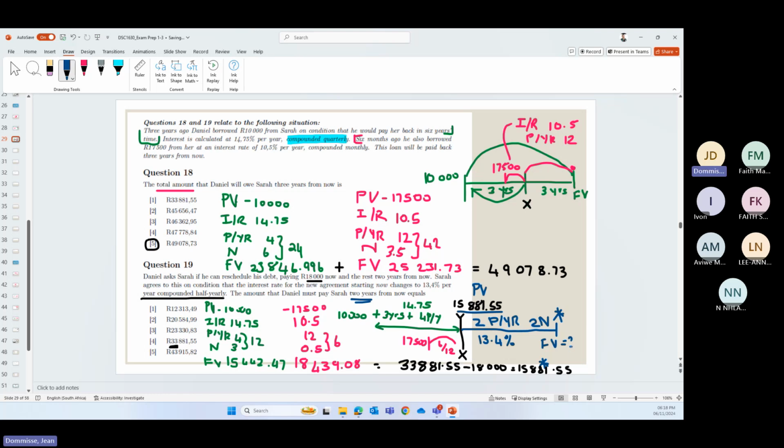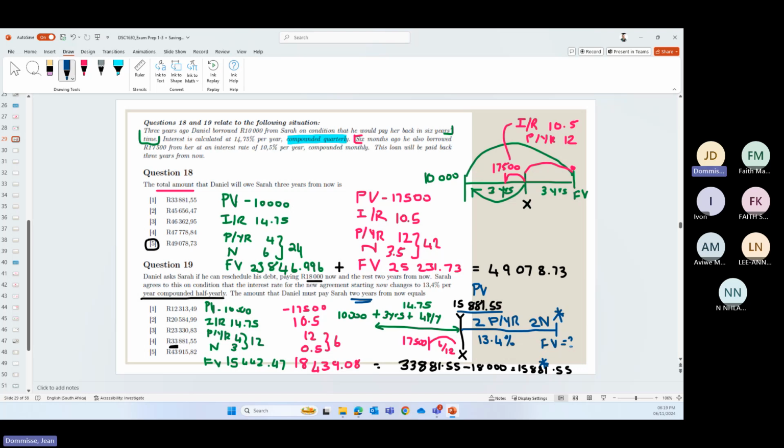Okay, so now we've got the present value is the 15,881. We now change the times per year again. The green component was 4 times a year. The pink component was 12 times a year. And now they changed it to twice a year. So lots of things that one needs to keep in mind.